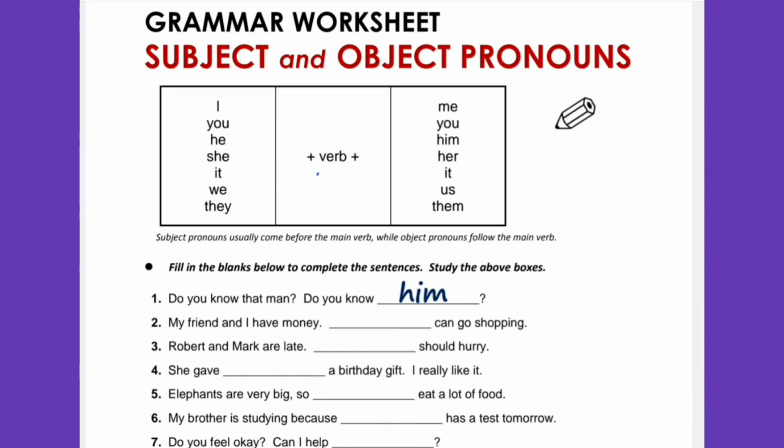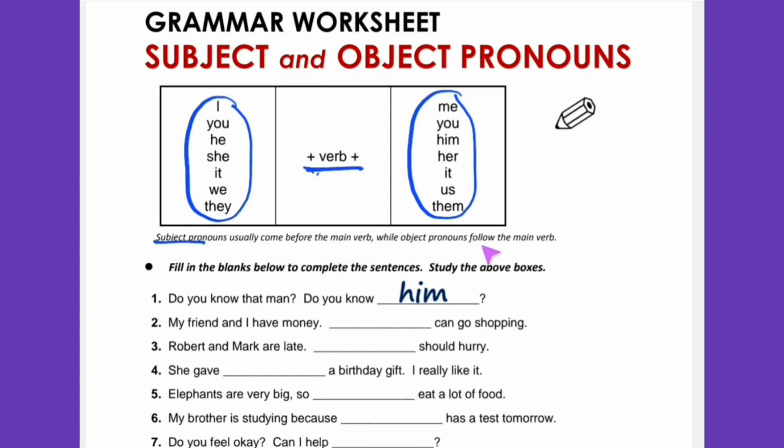Let's do the worksheet on subject and object pronouns. Here I, you, he, she, it, we, they are all subject pronouns. And me, you, him, her, it, us, them are object pronouns. Subject pronouns usually come before the main verb, while object pronouns follow the main verb. Fill in the blanks below to complete the sentences. Study the above boxes.